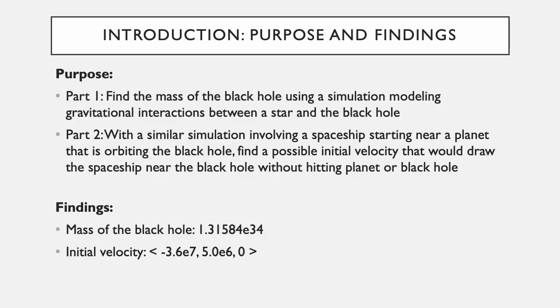Let's get into it. As an introduction, the purpose of this lab was, one, to find the mass of a black hole using a simulation between a star and a black hole. And then with part two, with a similar simulation, there was a black hole, a planet, and a spaceship, and the goal was to find the initial velocity of a spaceship that would draw the spaceship near the black hole without hitting the planet or the black hole. And so you can see the findings right below.